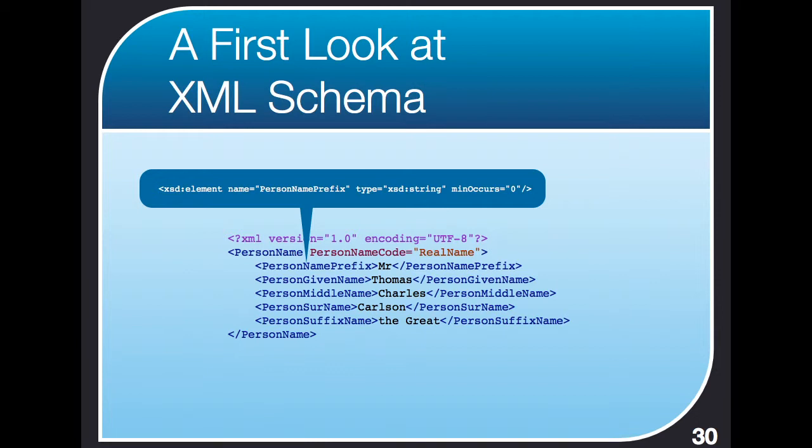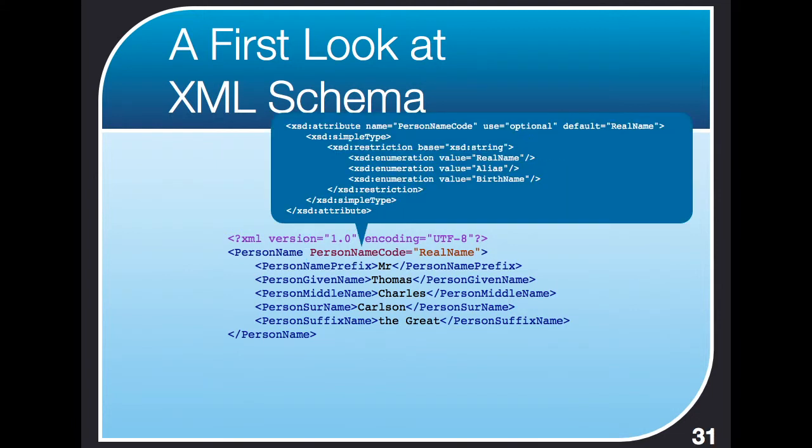Now the same is true for the next 4 elements, and I could highlight each one of those, but there's very little point. They're all pretty much the same. Here's an element, here's its name, here's its type, a string in each of these cases, and then here's the cardinality, the minimum number of times it can occur and the maximum times it can occur. So that's true for all 5 of those. The only thing that leaves now is the attribute.